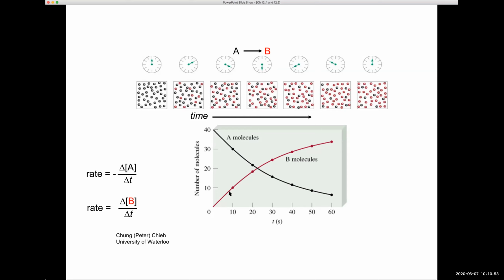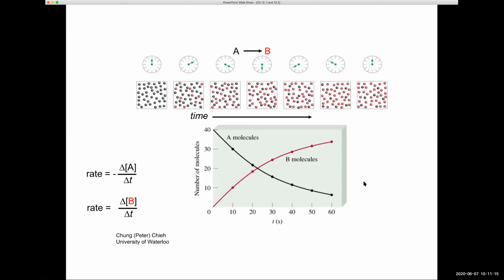If we want to get the reaction rate from the product, then the rate is going to be positive. It's going to be the change in the concentration of the product divided by the change in time. So that increases all the time. So let's look at how we would calculate a reaction rate. And actually there's three kinds of reaction rates.